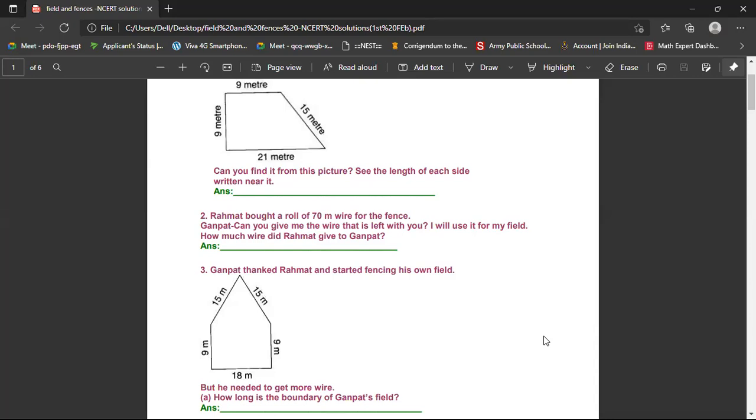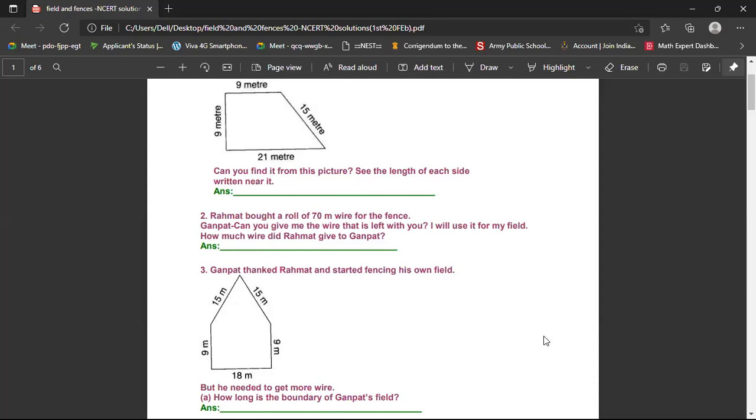Second question. Rahmat bought a roll of 70 meter wire for the fence. Ganpat, can you give me the wire that is left with you? I will use it for my field. There is one more person, Ganpat. He wants some wire to do the fencing of his land also. Ganpat's land is shown in the second diagram. So Rahmat said, I will use my wire for my field. The balance I will give.